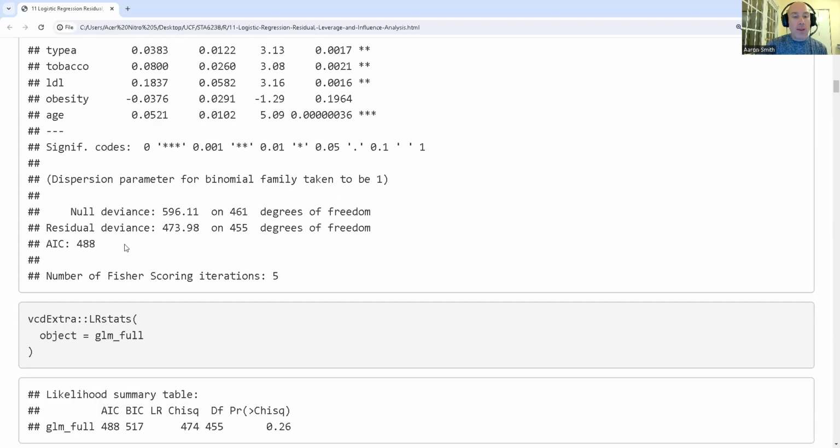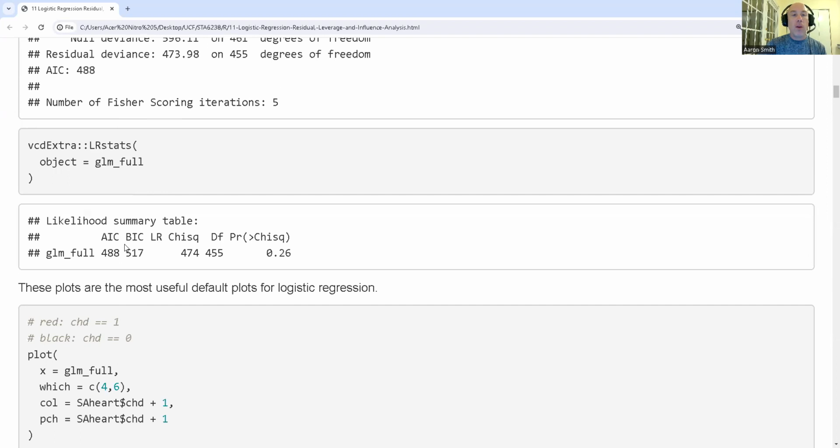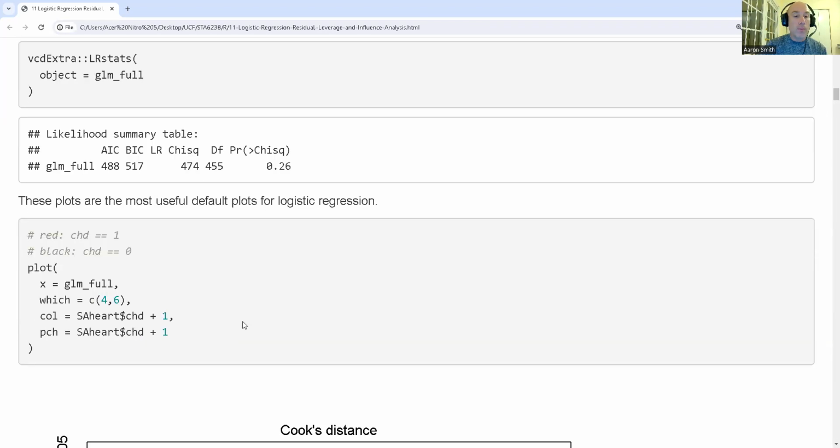So now let's go ahead and check out our likelihood ratio stats. Here I've got my AIC, my BIC, my likelihood ratio chi-squared, our degrees of freedom, and the probability of getting that chi-squared or greater. If I see a large p-value, that indicates that there's not a lack of fit. If there is a small p-value, that indicates that there is a lack of fit on this particular test. So here we're good.